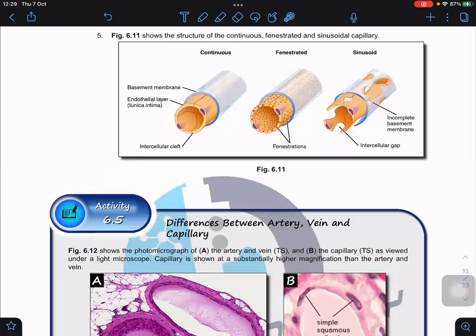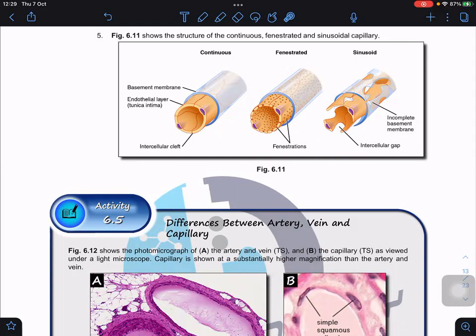But in the kidney, because we want ultrafiltration, you can see that the capillary cells are porous. This pore is called a fenestration. But you can see that we still have the continuous basement membrane. It's just that the cells have pores. So these pores allow ultrafiltration to take place.